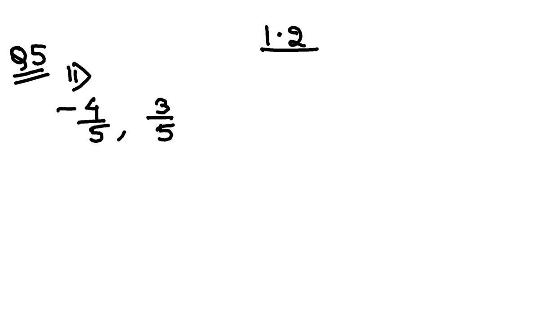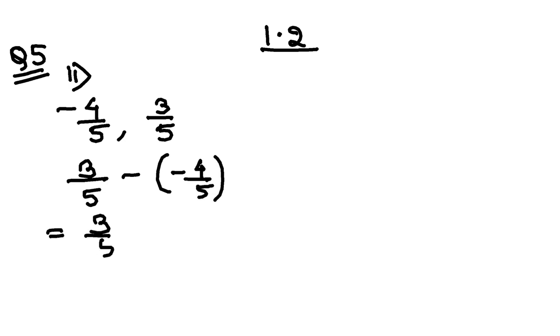So I have to subtract the first term from the second term. So 3 by 5 minus of minus 4 by 5. So this shall give you 3 by 5 plus 4 by 5. And of course 5 is the LCM. 7 over here. Final answer is 7 by 5. Alright. Let me pick another one.